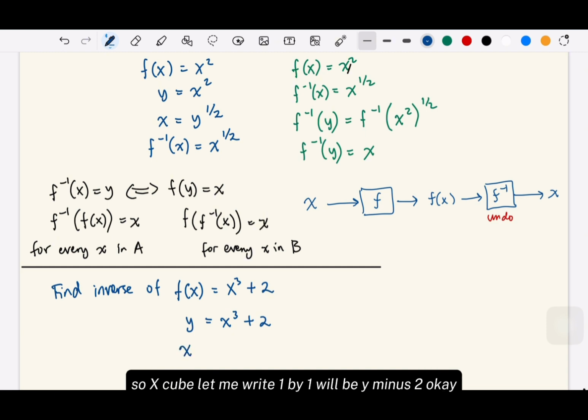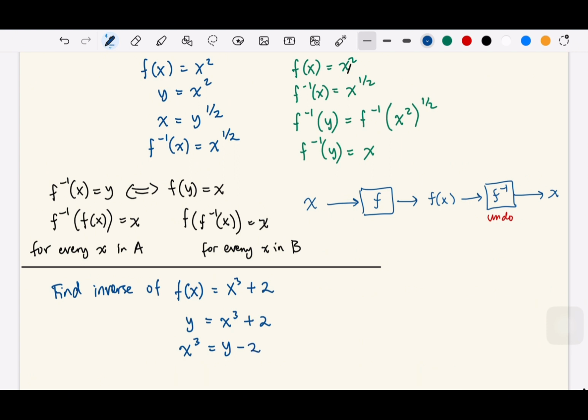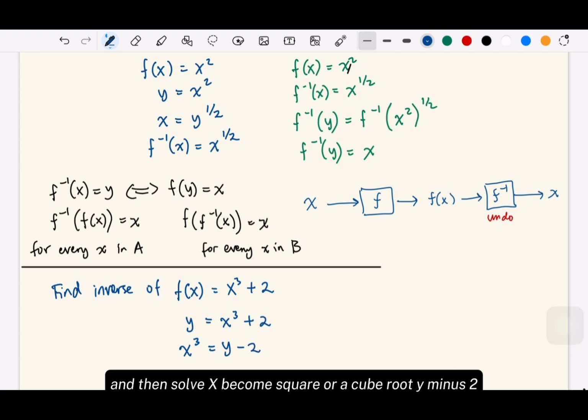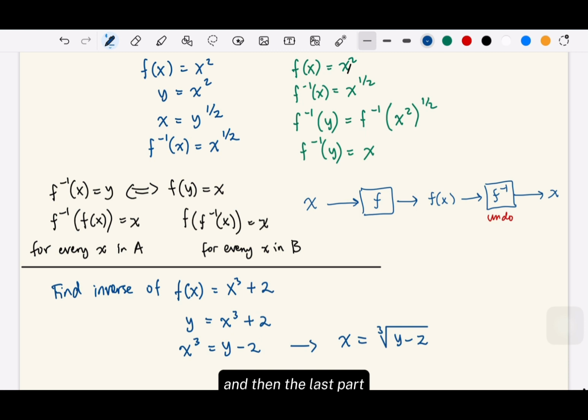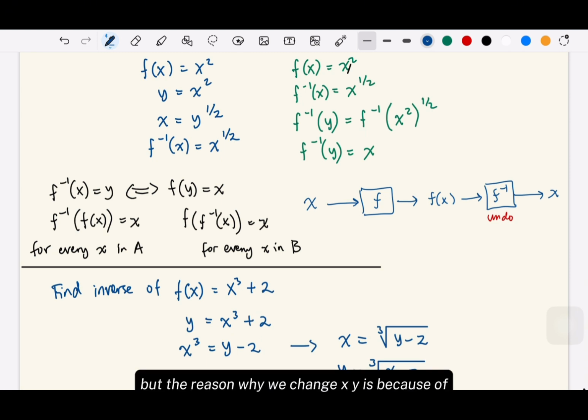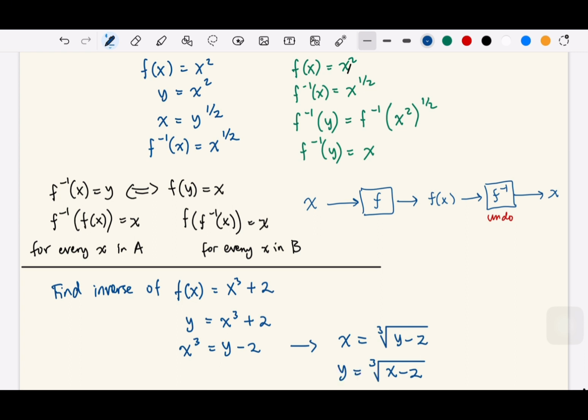And then we are going to solve for x. So x cubed will be y minus 2. And then solving for x becomes the cube root of y minus 2. And then the last part, we're going to interchange x and y. I believe most of you are able to do this, right? But the reason why we change x and y is because we exchange the domain and range. Now we get our inverse.